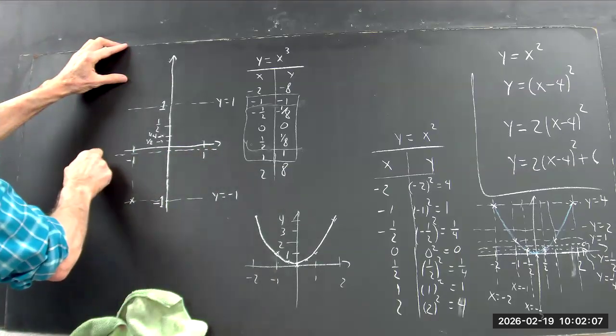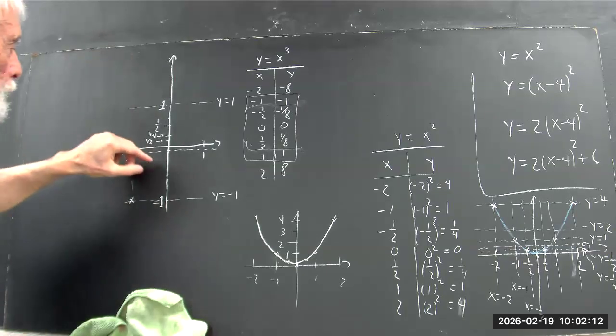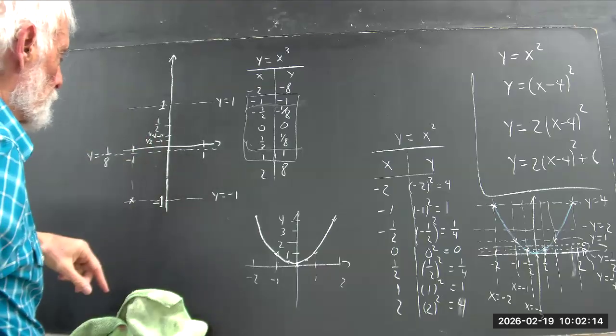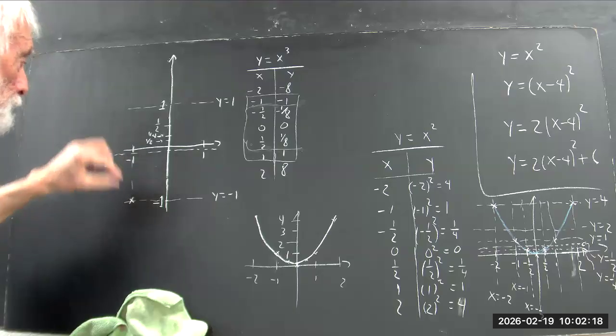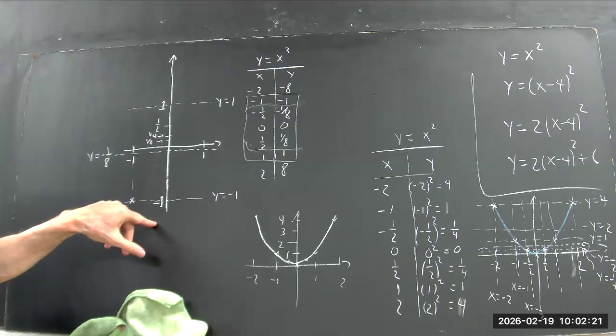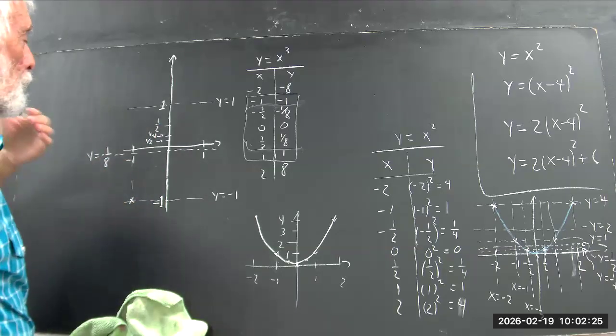So this dotted line, I've drawn a dotted line at y equals negative 1/8, 1/8 of a unit below the x-axis. And it's 8 times closer to the x-axis than negative 1. And 1/8 is 8 times closer to 0 than 1 is.